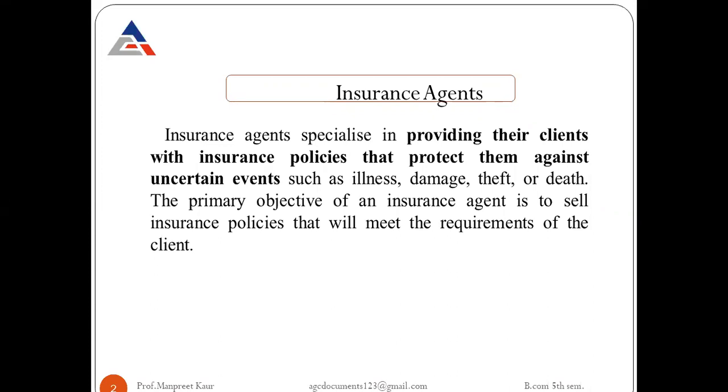The basic and primary objective of any insurance agent is to sell insurance policies that will match the requirement of the client. Whatever the requirement, whatever the basic wants of the client, those needs and wants are satisfied through the middleman that is known as the agent. The agent provides proper and accurate information to the clients through which they can get their insurance policies according to their needs and wants.